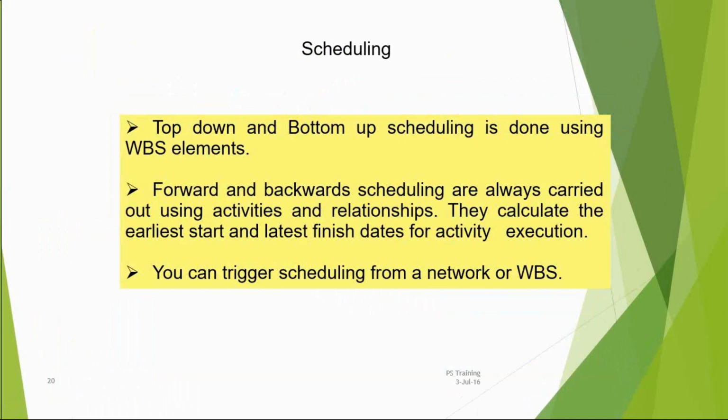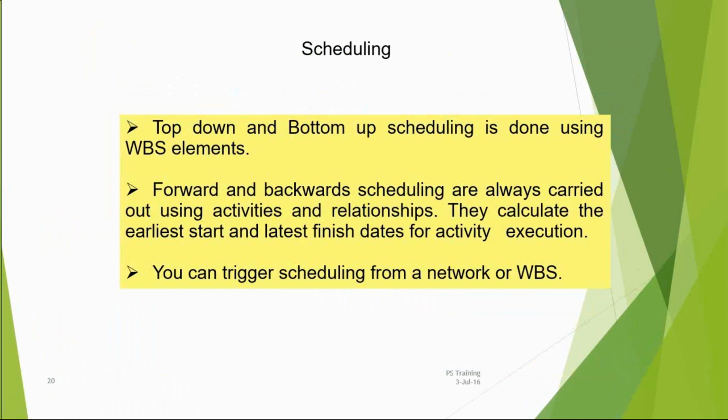Activities are the lowest-level components where I can capture my cost, and activities are very useful for scheduling. Why? Because we can establish a relationship between the activities, not for the WBS. My earliest start, earliest finish, latest start and latest finish dates, everything will be calculated in activities only, not in WBS.